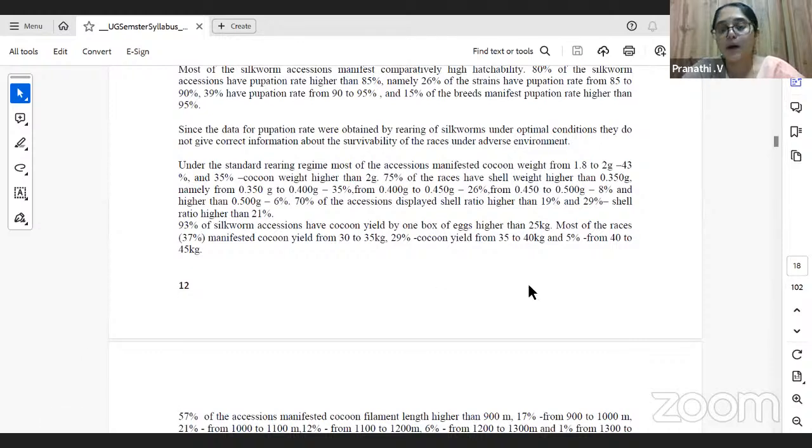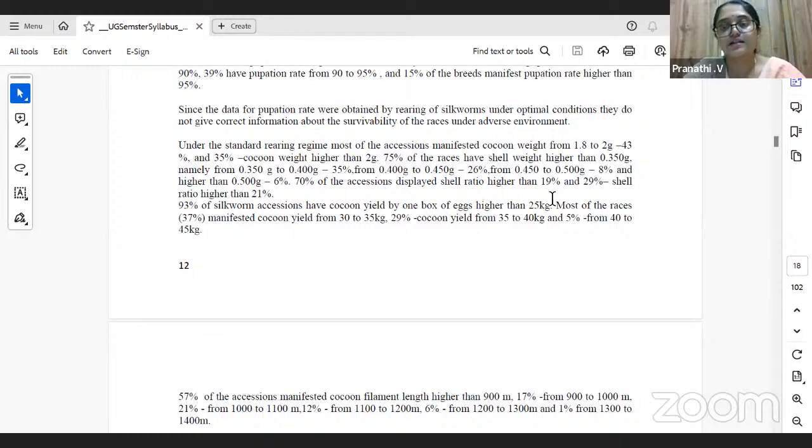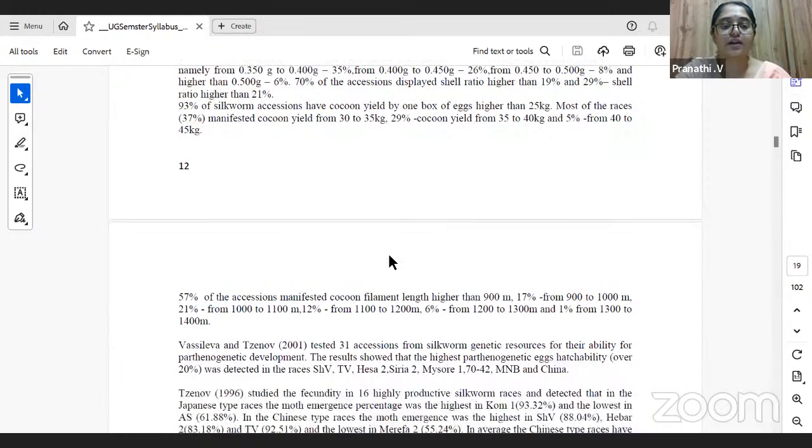So you have around one box of eggs having a yield of more than 25 kilos. And this is seen in more than 93% of the silkworms. Now, most of the races, around 37%, have a cocoon yield of around 30 to 35%. 29% of them have a cocoon yield of 35 to 40 kilos, which is very good again. And 5%, the top quality silk, have around 40 to 45 kilos.